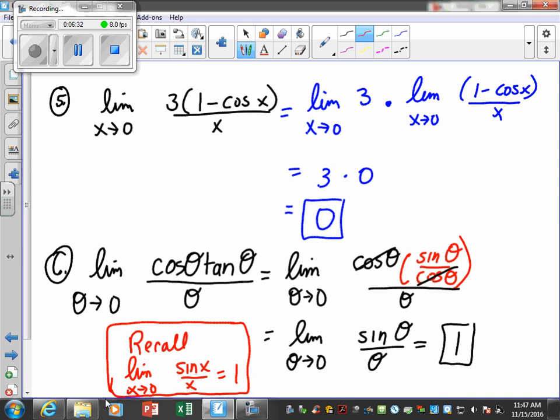We want to be able to use that property. You see, in this case, what's the difference? What is our x in this particular case? Just theta. Yeah, so we could see that.